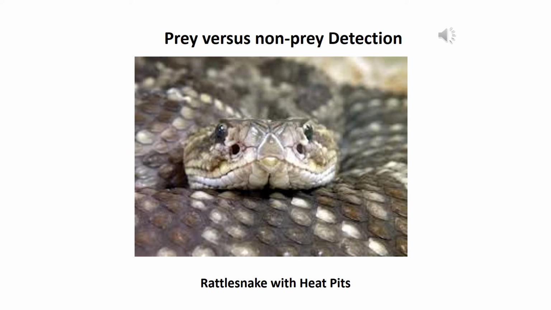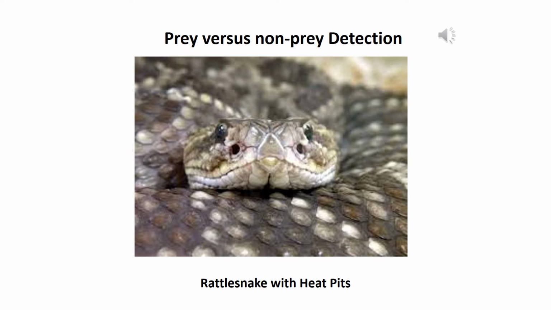We also have prey versus non-prey detection. How do our hunters hunt? Now, rattlesnakes are called pit vipers, and those two holes below the eyes are actually not nostrils per se. They're heat pits. They detect heat. They hunt warm-blooded animals such as mice, rats, rabbits. Other pit vipers similar to this are copperheads as well as cottonmouths, both here in Georgia as well.